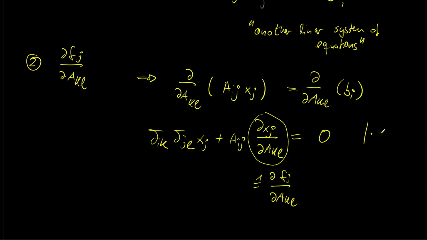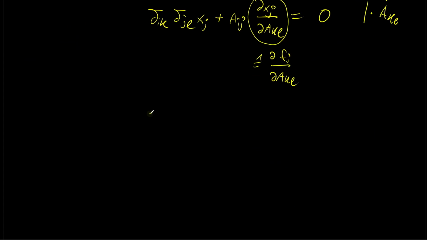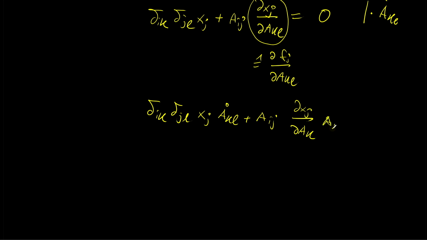So let's multiply from the right with AKL tangent, and then we get that delta IK, delta JL, xj times tangent AKL plus AIJ times dxj with respect to dAKL times tangent AKL is equal to 0. And here we see that is again the quantity we're looking for. This is tangent xj with the contribution from A.